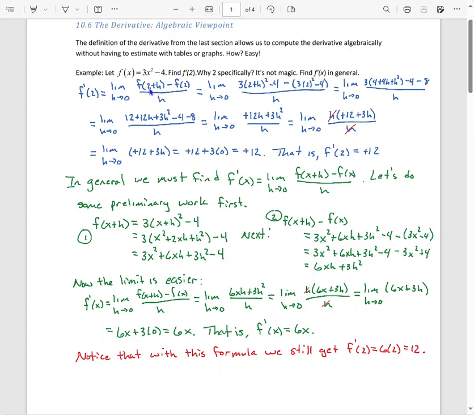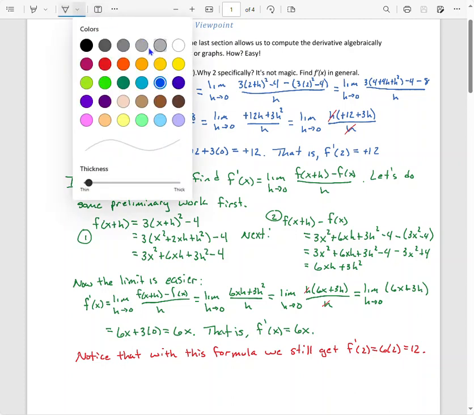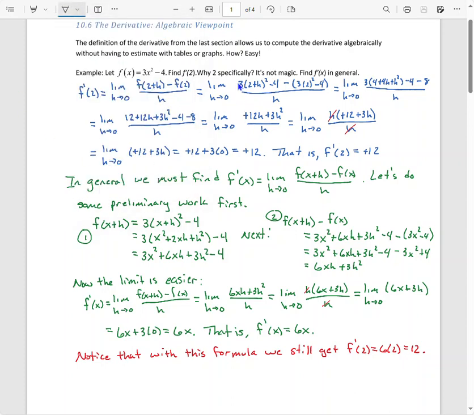So what is f of 2 plus h? Well, everywhere I see an x, I replace it with 2 plus h. I'm going to throw up some very light colored parentheses. So this is f of 2 plus h minus f of 2. Okay. So 3 times 2 plus h squared minus 4 minus 3 times 2 squared minus 4. We're going to simplify everything. 2 plus h all squared is 4 plus 4h plus h squared, still have the 3 times in front, and then minus 4 in back.